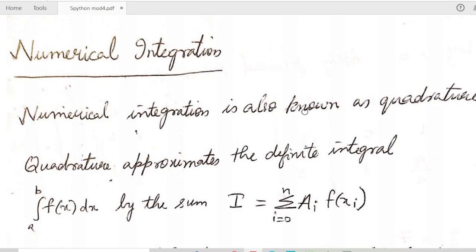Good morning, dear students. In this video, I'll be discussing the topic numerical integration. Numerical integration is also known as quadrature.